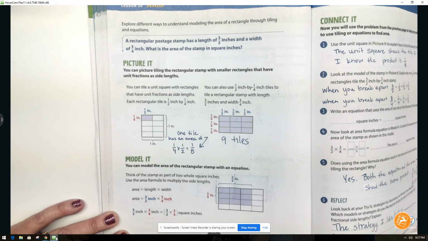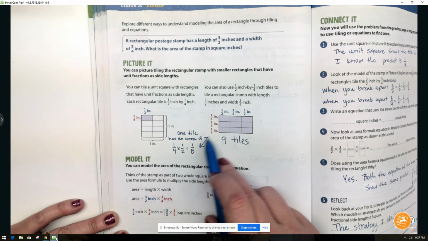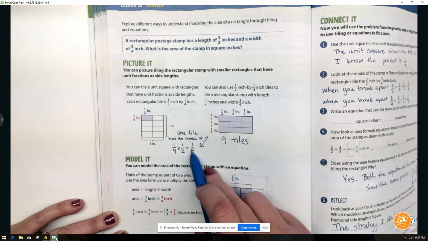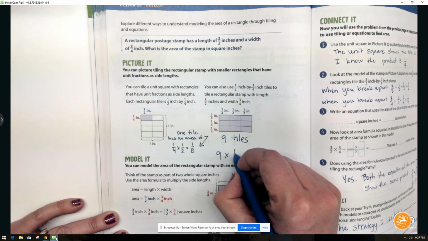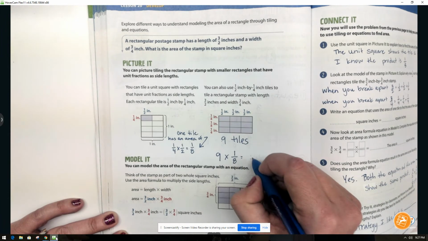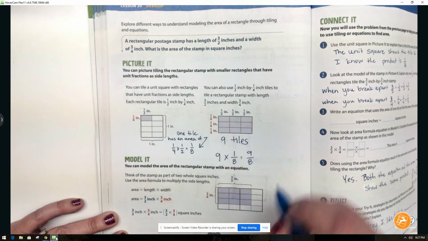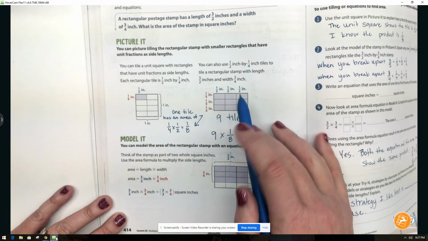1/8. So if we have 9 tiles and one of these tiles has an area of 1/8, if we multiply 9 tiles times the area of one of the tiles, which is 1/8, we're going to get 9/8. So this is just a different way to look at it.